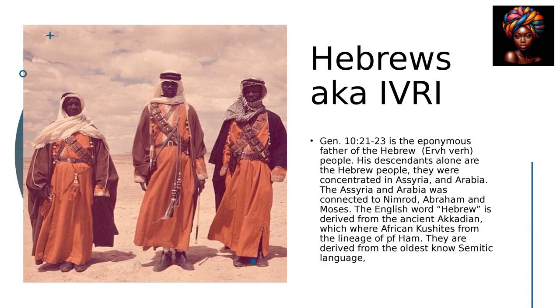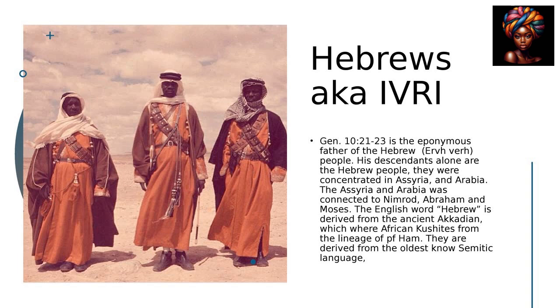It says Hebrew, aka Ivory. Now we know that the ancient name for Hebrew is not Hebrew. That's an English name. It's derived from a Hebrew name, and really Ivory is still not the correct name. I was trying to incorporate it with the little hyphens and stuff, but I could not figure that out. But anyways, it gives you an idea that it's not an English name, it's a Hebrew name.